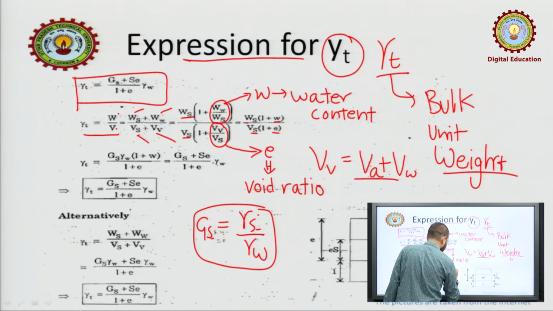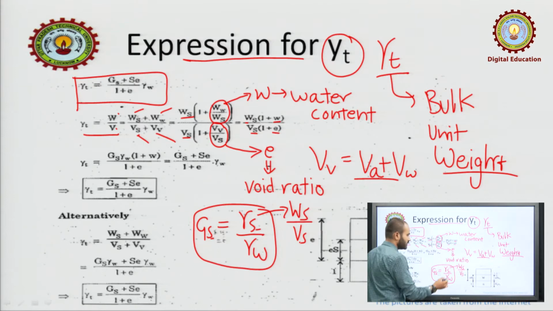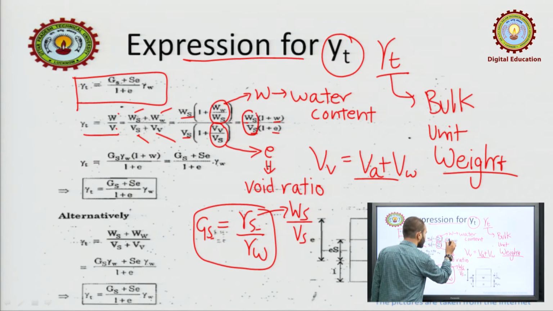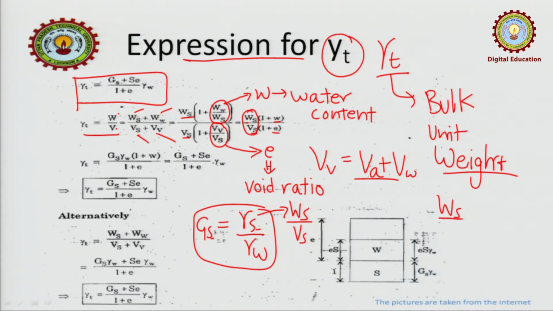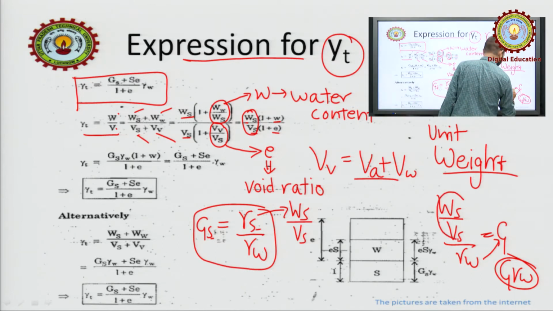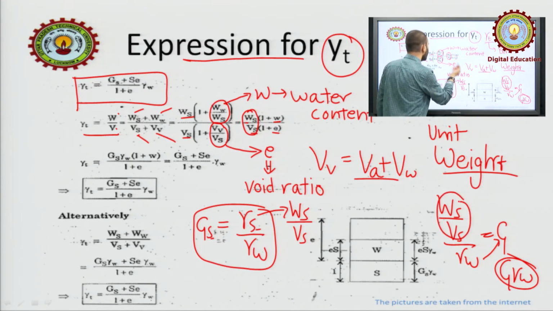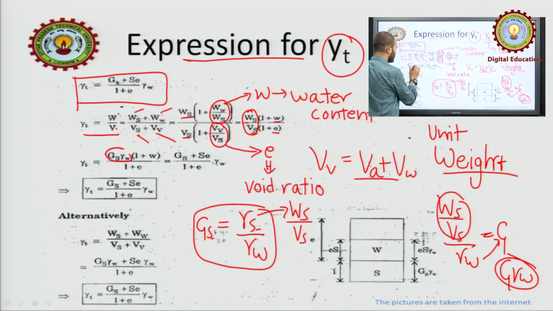And what is gamma s? If you remember, it was Ws upon Vs. So Ws upon Vs is gamma s. If we want the expression for Ws upon Vs, we can write Ws upon Vs, whole upon gamma w, is equal to G. So we get G into gamma w. So Ws upon Vs will be G into gamma w. The same is done here: you can see Gs into gamma w.